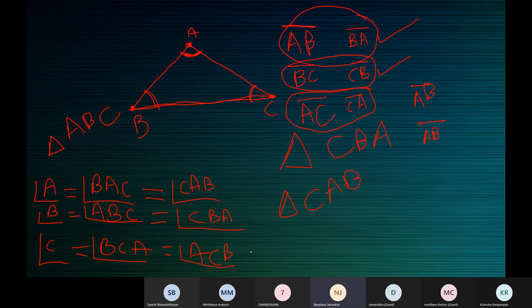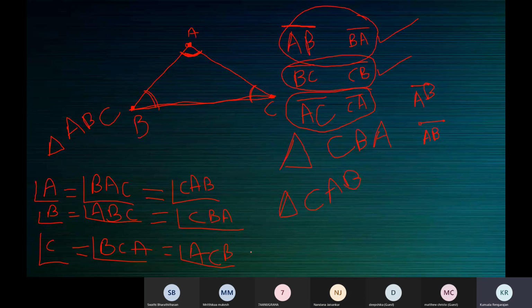Ma'am, because of these, triangles having three angles, they are named as triangles, ma'am. Yes, okay. Why triangle? Because tri means three. Any doubt with naming the angles, children? No doubt, ma'am.